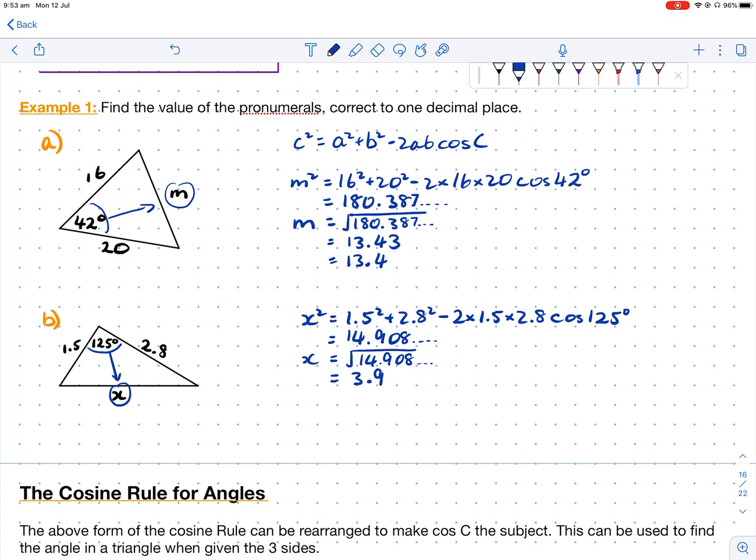3.9. Now a really good way of double checking that your answers are correct is having a look at the triangle. So if we go back to A, this triangle had a side of 16 and a 20. If you had a side of 180, you can see that that's not going to make sense, because you can't have a side of 180 with a 16 and a 20 on the other two sides. So that's a really quick check that you can make of your triangle to make sure your answer makes sense. Likewise, in the B, we had 1.5 and 2.8, so that 14 isn't going to make a triangle, so we needed to square root it. So it's just making sure we remember these things.